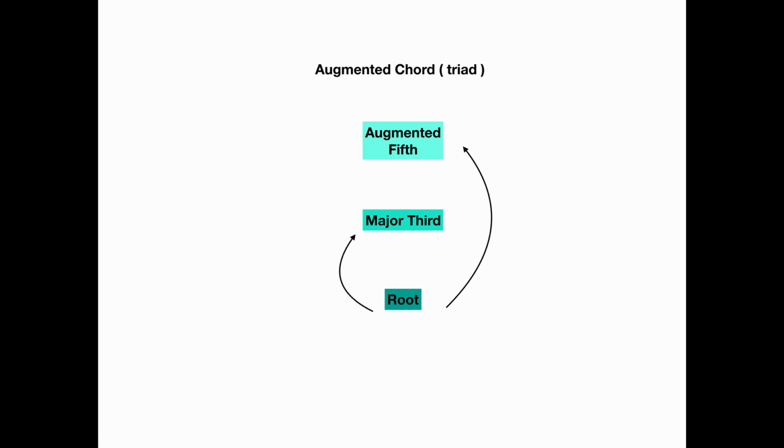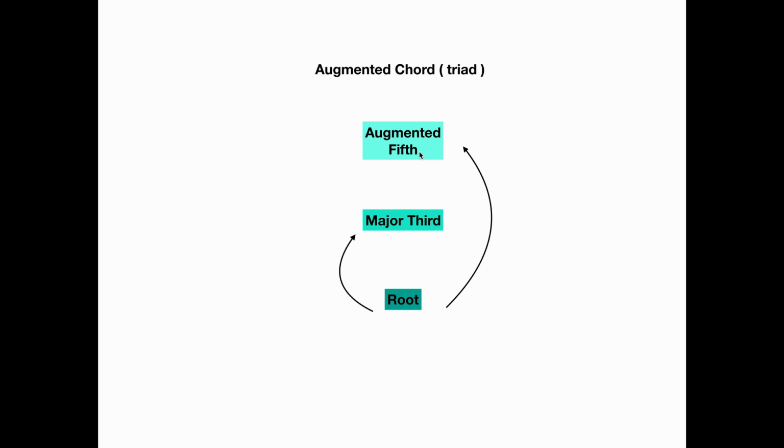Now let's look at augmented chords. We have the root, followed by a major third, followed by an augmented fifth. So the interval between the root and the third note is that of an augmented fifth.